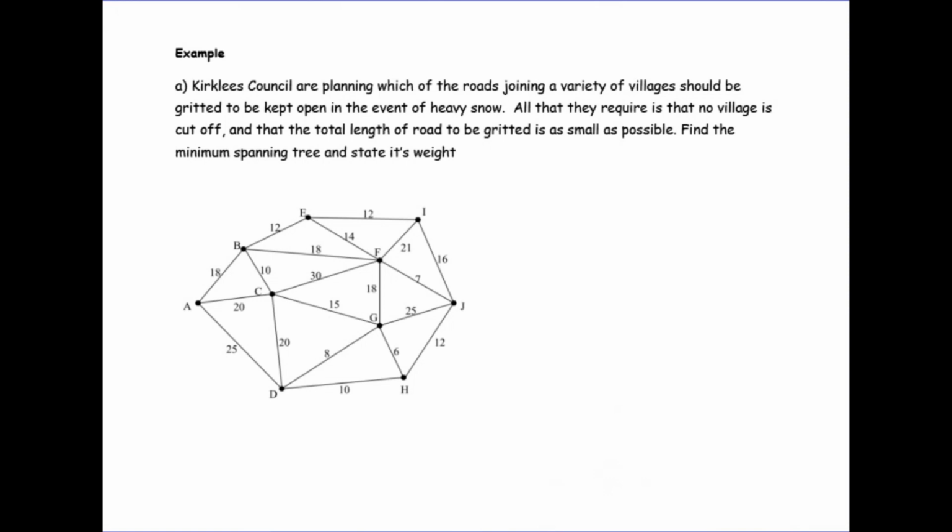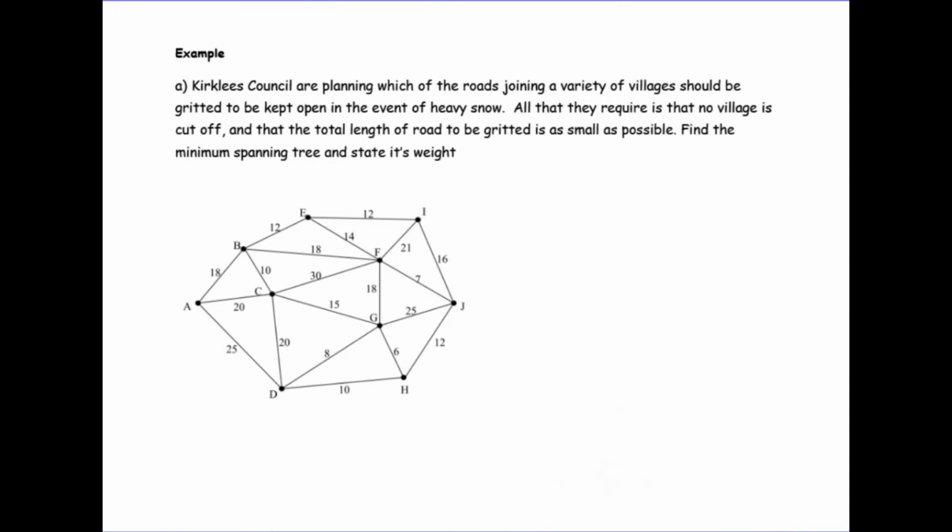They always like to put these in context. So this is talking about gritting roads. So it says all that's required for these roads is that no villages are cut off, so that every node needs just one arc coming out of it. And the total length of roads to be gritted is as small as possible. So it wants us to find a minimum spanning tree for this one and state its weight. I'd like you to have a go at this, please. It's a bit of a bigger network.